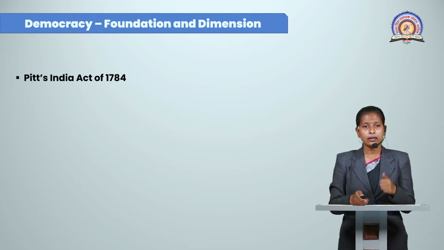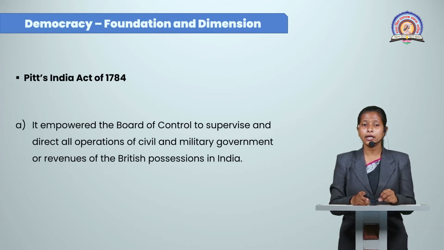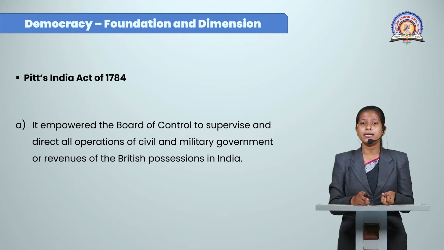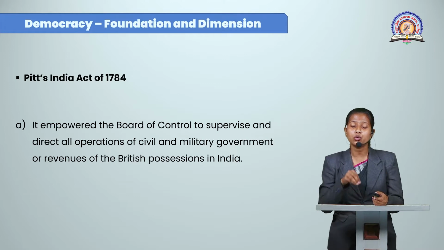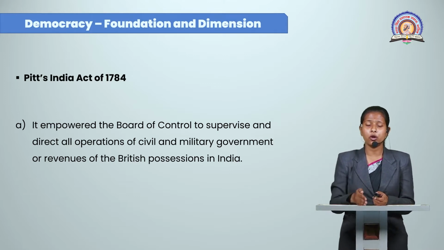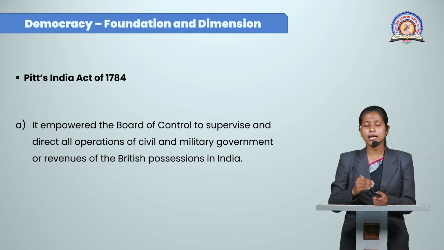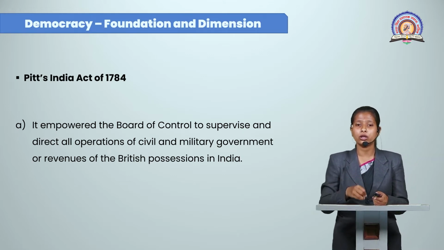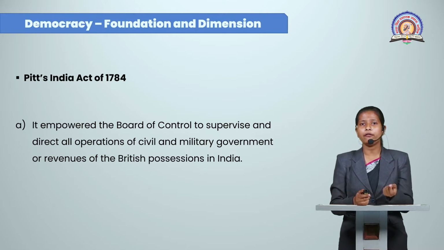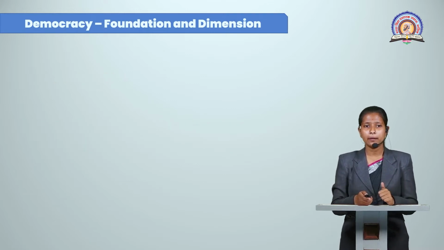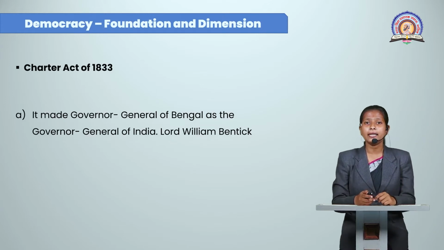The next feature of Pitt's India Act was that it empowered the Board of Control to supervise and direct all operations of civil and military governments and revenues of British possessions in India. So it gave the Board of Control the power to rule over the civil as well as the military affairs of India. After that, the next act was the Chartered Act of 1833.